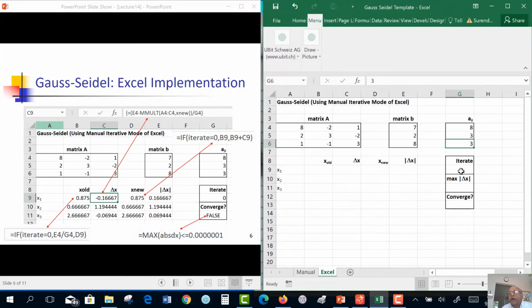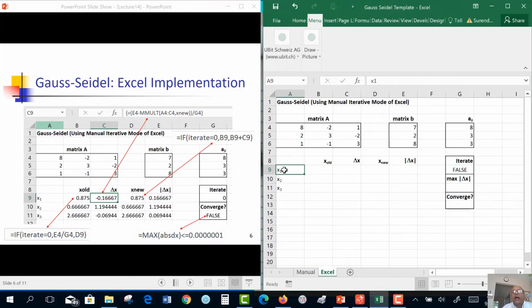Since I have an iterative process, let's give this a name, and you have used this process when you did the parametric study. Let's call this iterate. So when iterate is false, we are at the beginning of our iterations. When iterate is true, we will start iterating.